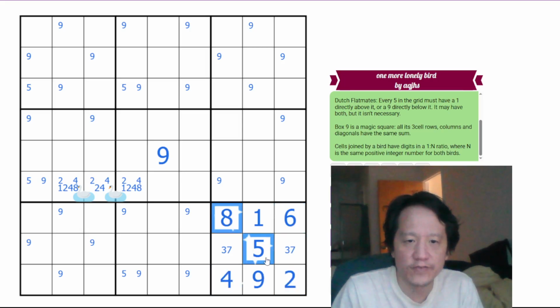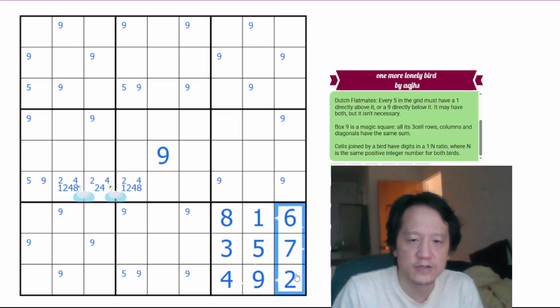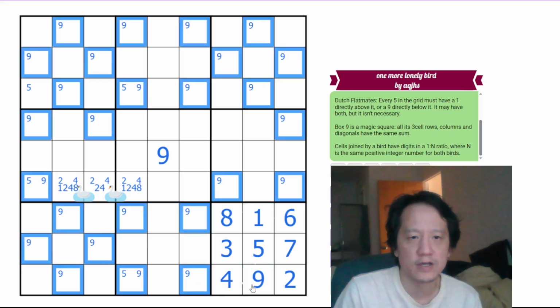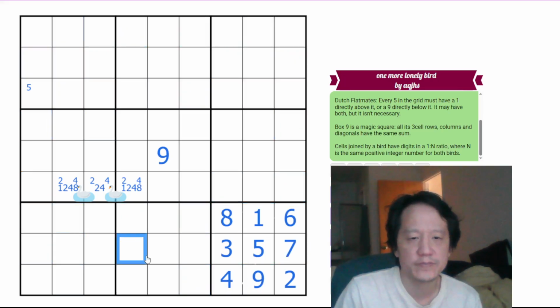So this is 8 and this is 6, which forces this to be 4, 5, 6. This is 2, 5, 8 to add up to 15. This must be 3, 4, and 8 adding up to 15. And this is 6, 7, and 2 adding up to 14. Actually, that tells us a lot of information. So we can get rid of all the 9s.